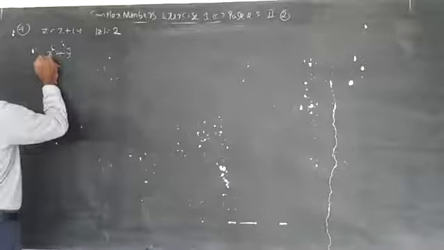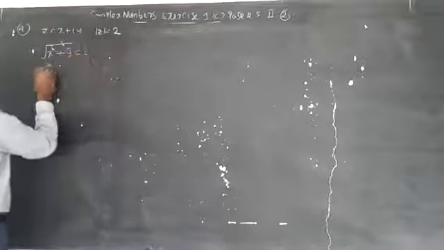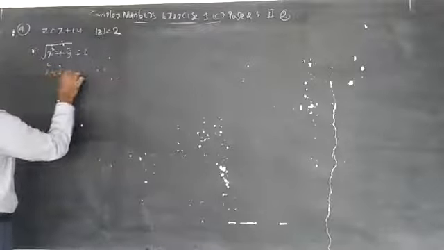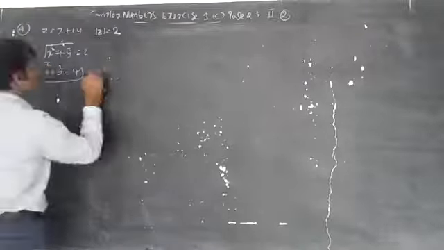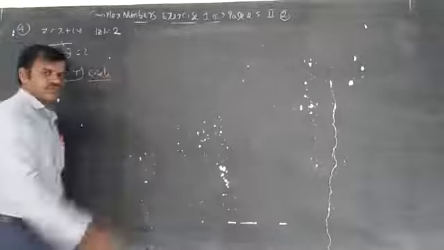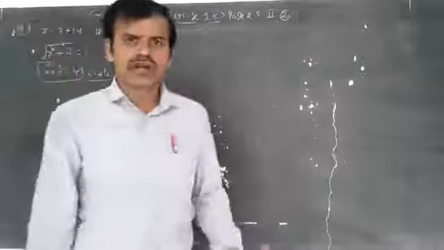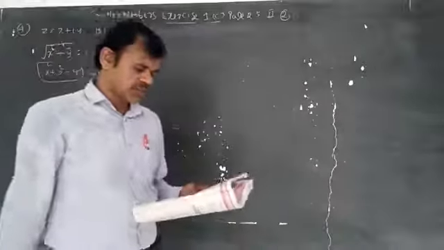Students, modulus z means root of x square plus y square equal to 2. Squaring both sides, x square plus y square equal to 4. It is a circle, enough. Having center (0, 0) and radius 2, directly we can write.